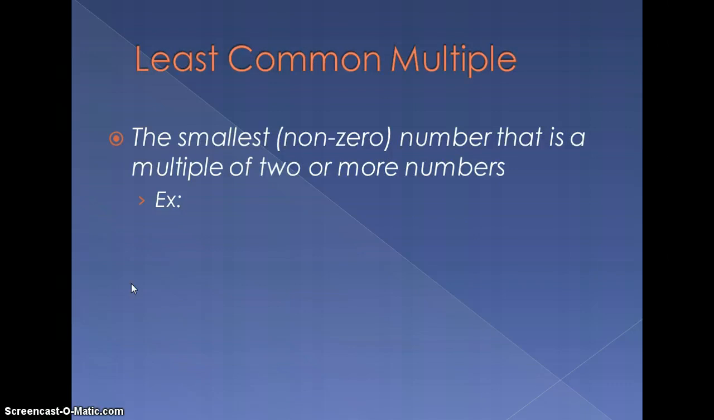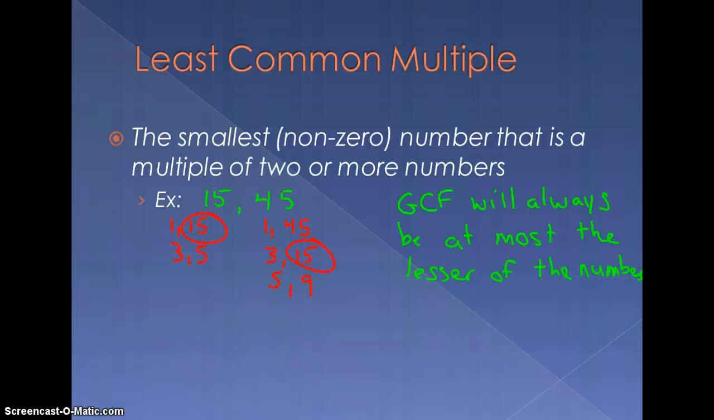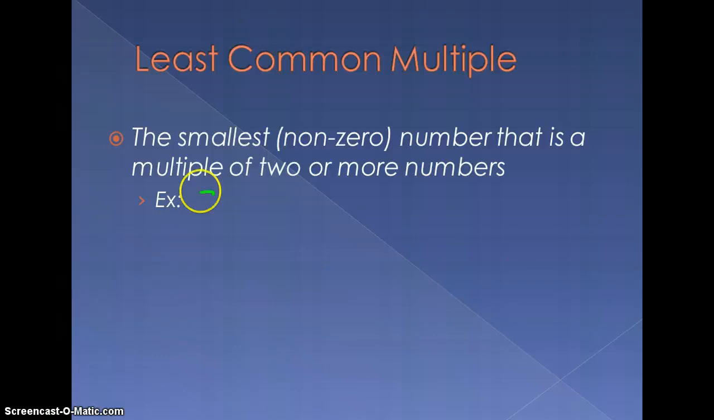So, least common multiple. It's the smallest non-zero number that is a multiple of 2 or more numbers. So let's take a look here. Let's use 3 and 7, for example. And we list the multiples of 3. We just count by 3. 3, 6, 9, 12, 15, 18, 21, 24. Let's stop there. Let's see what 7 gets us.